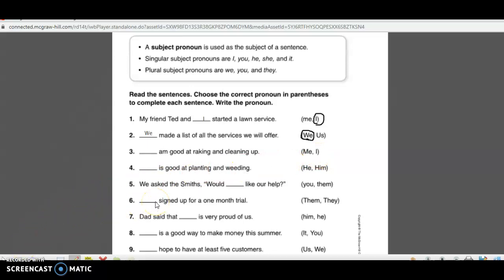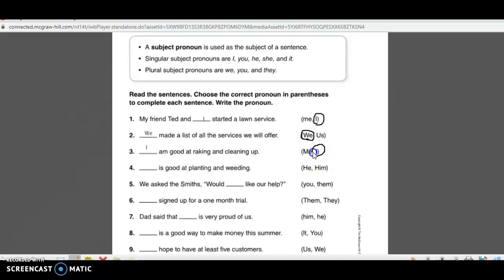Okay. So your sentence should begin with, let me get my type tool again. Remember when we use a subject, we would be using I. So you should have I am good at raking and cleaning up. Because this is our subject, we would use I, not me. So you should have I am good at raking and cleaning up.